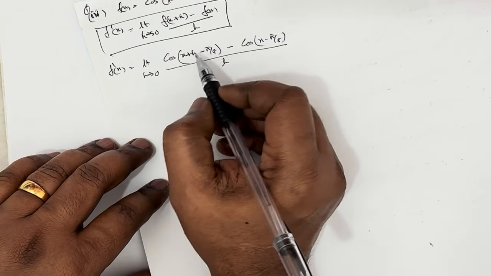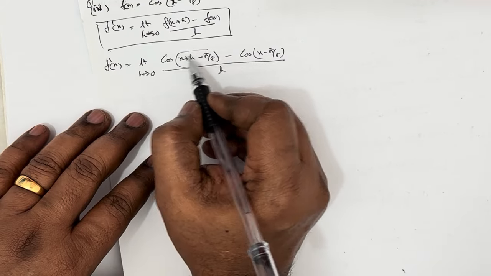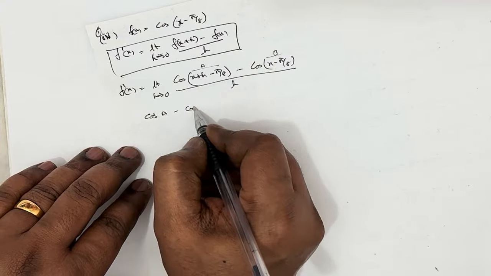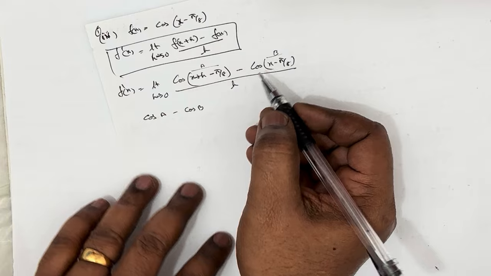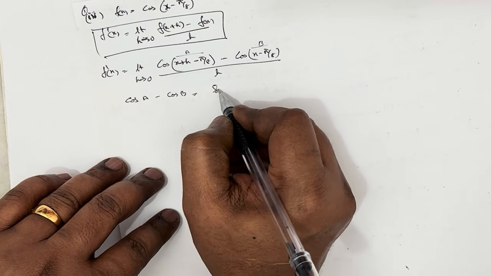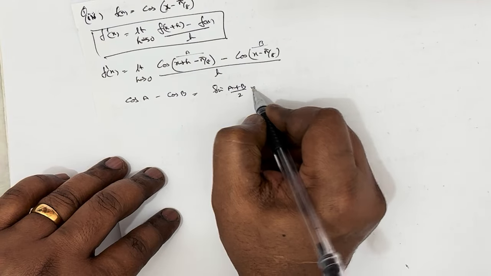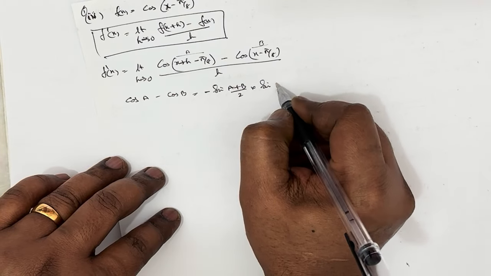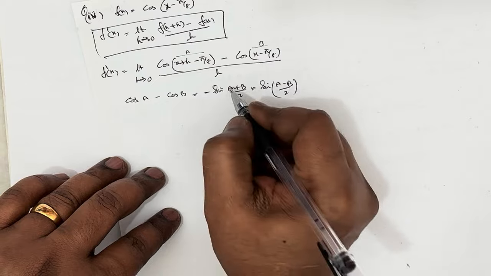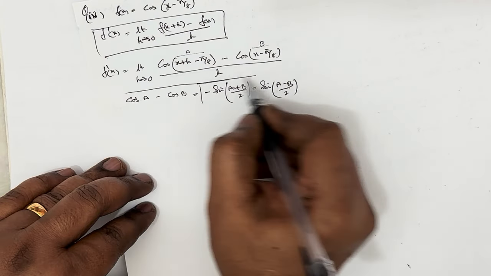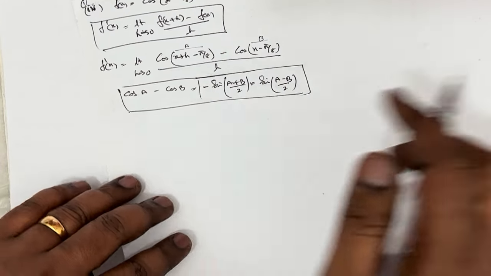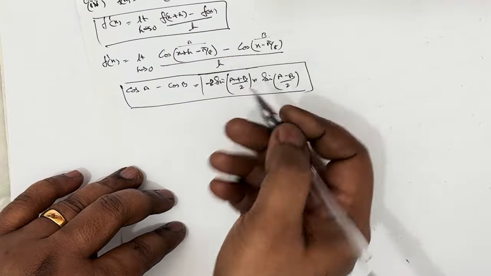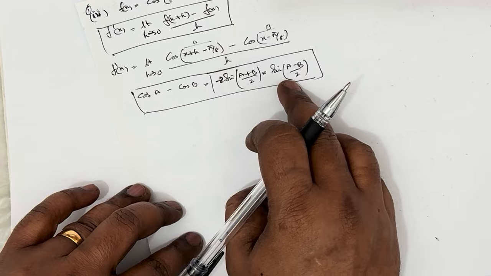Now you see this again resembles a formula in trigonometry. If you assume this to be a and this to be b, it is cos a minus cos b, which is equal to negative 2 sine of (a plus b) by 2 multiplied by sine of (a minus b) by 2. Here we have a negative 2.